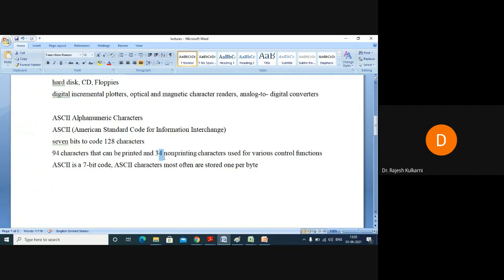What is the meaning of printed characters? Printed characters means whatever you see on the keyboard. ABCD, 1 2 3 4, and some special characters like percentage, @, hash, exclamation marks. All those can be part of that. Then you also have some non-printing characters.